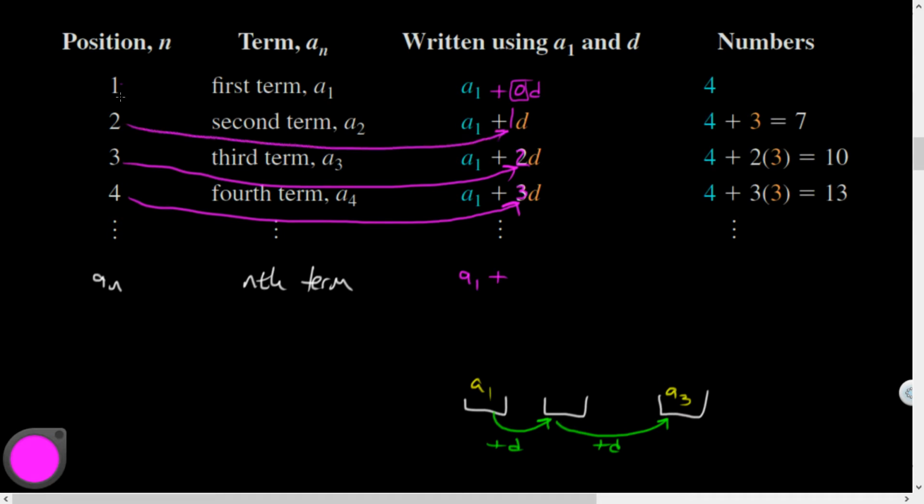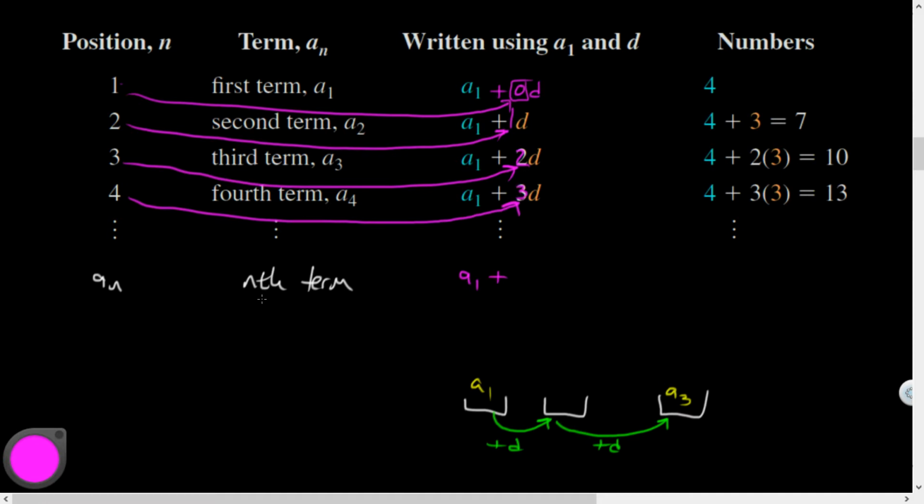The same number in all of those. What is it? The number in front of the common difference is 1 less than the position of the term that I'm looking for. So if I'm looking for the fourth term, 4 minus 1 is 3. If I'm looking for the 10th term, 10 minus 1 is 9. If I want the 100th term, 100 minus 1 is 99.